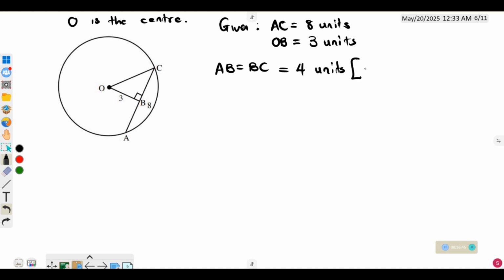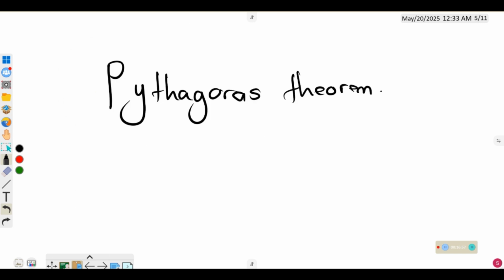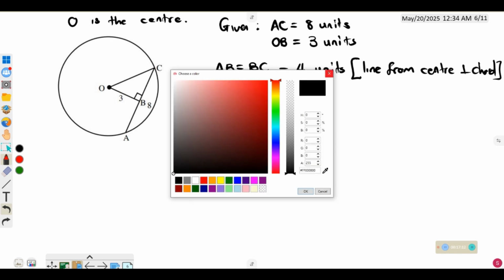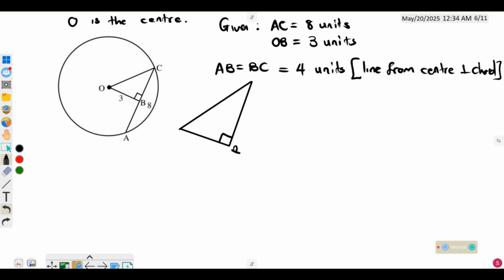But wait, what is the reason for that? We have a line drawn from center, so it's line from center perpendicular to a chord, right? And like I said, let's go back. Pythagoras theorem comes into action. Why? Because we have a right angle triangle. So let's reconstruct that so that you can see it clearly. We have that triangle which looks something like that, then it goes this way. So there's your 90 degrees there, and then here you have B, you have C. We just calculated this, we got 4. You have O, this one was given to be 3.